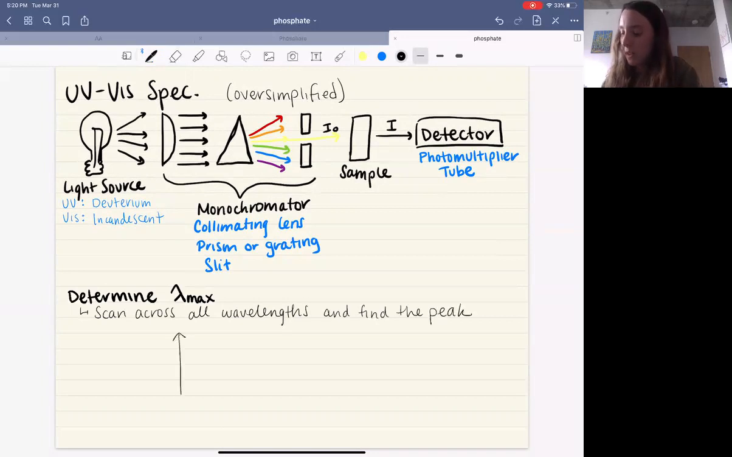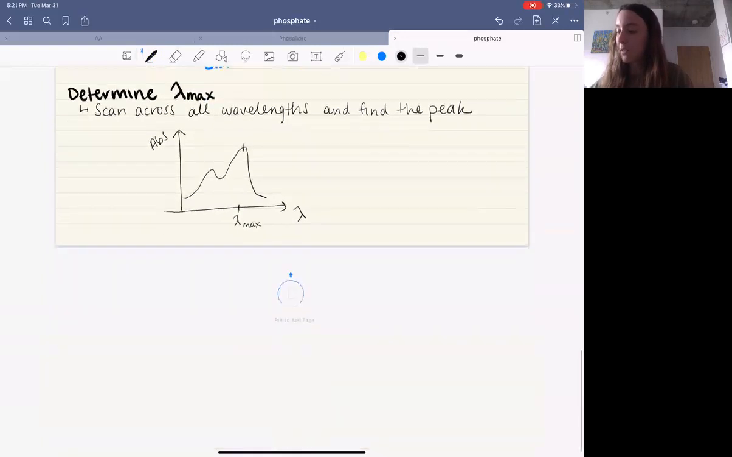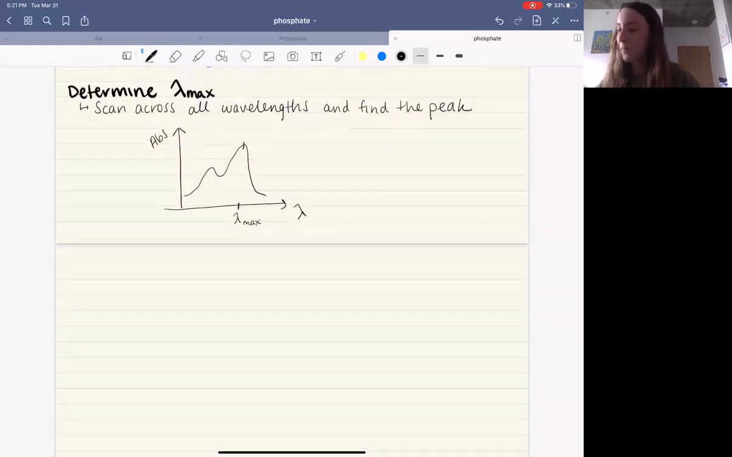So it'll look something like this, where you measure across all of the different wavelengths that your light source is able to emit and look at the absorbance, and it might look something like this, and you'll notice that's the peak. So what wavelength does that occur at? And you want to do all of your measurements from here on out at that wavelength because that's where you'll get the best response from your instrument.